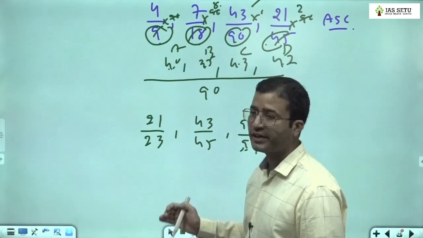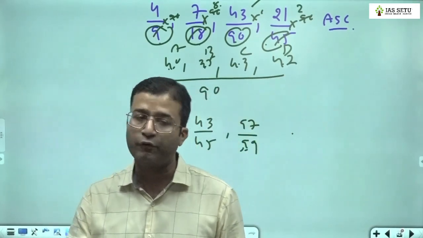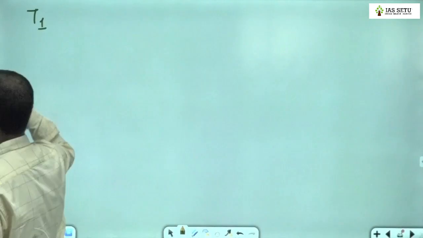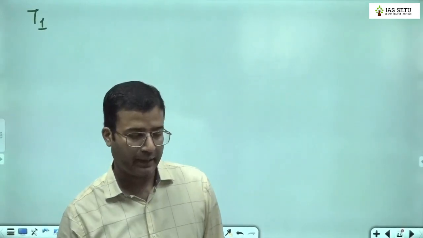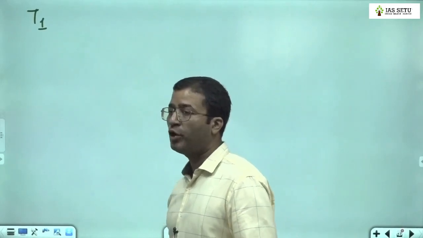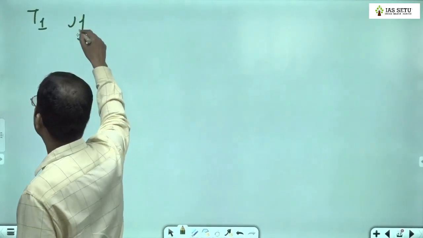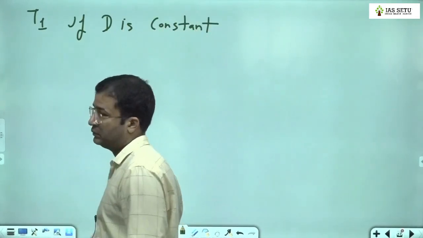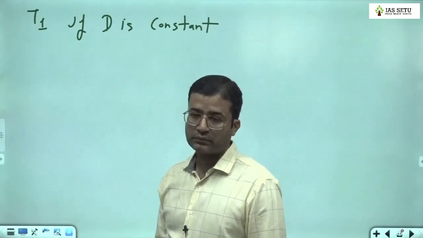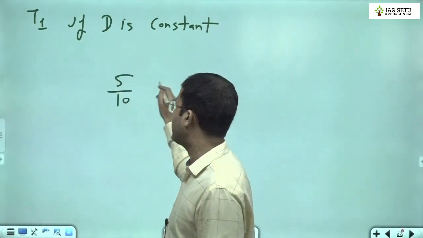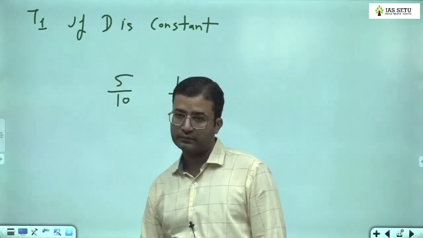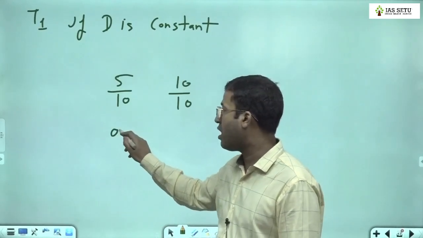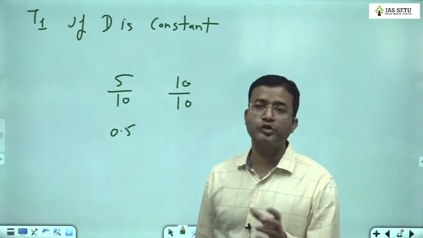So what we will do, we have to arrange fractions in ascending and descending order, and for that we have a short trick. I start with type 1. In type 1, the denominator is constant. So you write: if denominator is constant. I take an example like 5 by 10, 10 by 10. So here 10 as a denominator is the same. So what is 5 by 10? Half.